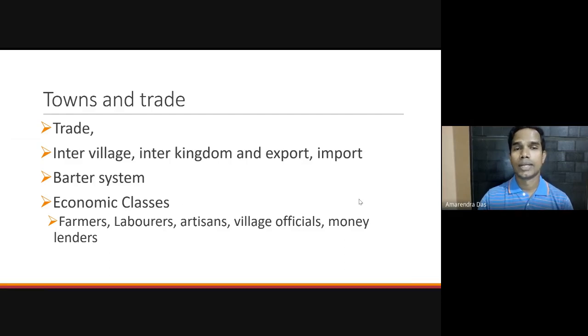So trade was there very much, and you know that India had a glorious past in marine trade, and India used to export a lot of commodities to the Southeast Asian countries. We'll discuss that in detail.